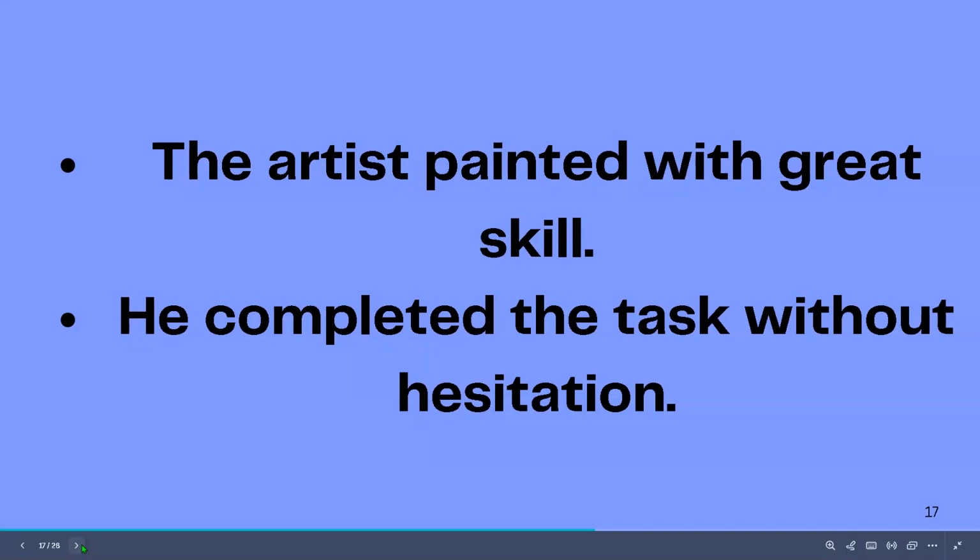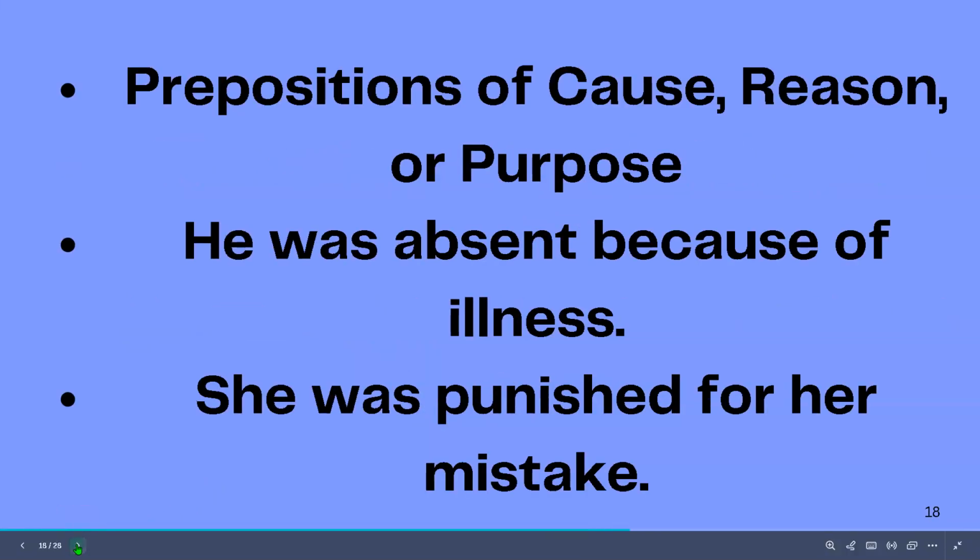Great skill. So he completed the task without hesitation. He is the subject, hesitation is the object. So how did he complete? Without hesitation. He did not say no and he completed it. Next, prepositions of cause, reason, or purpose.